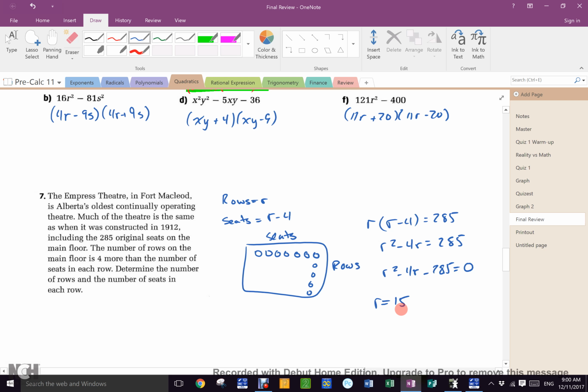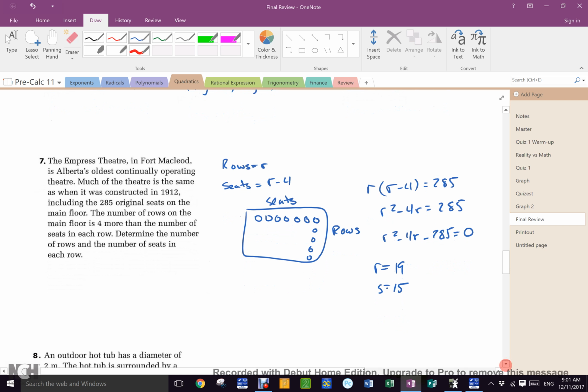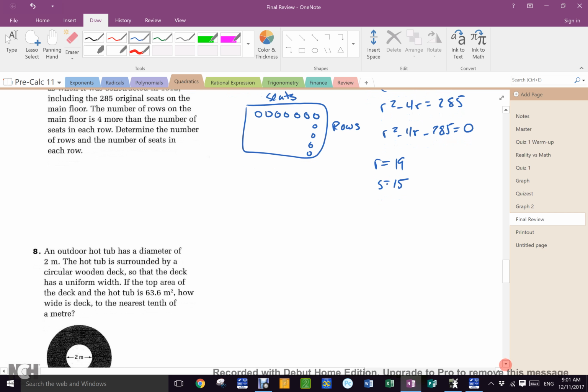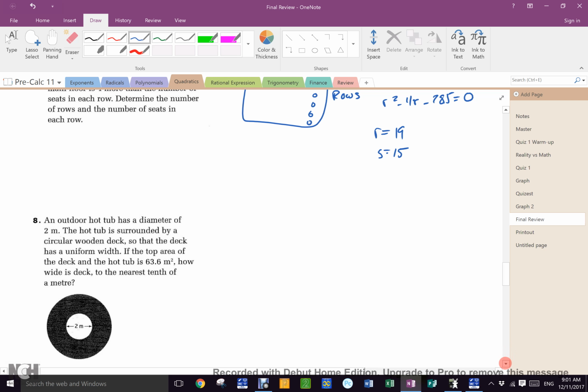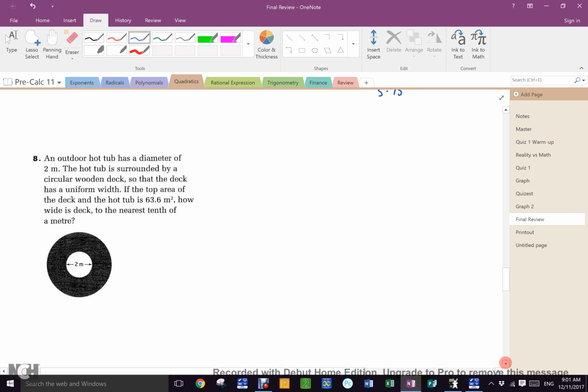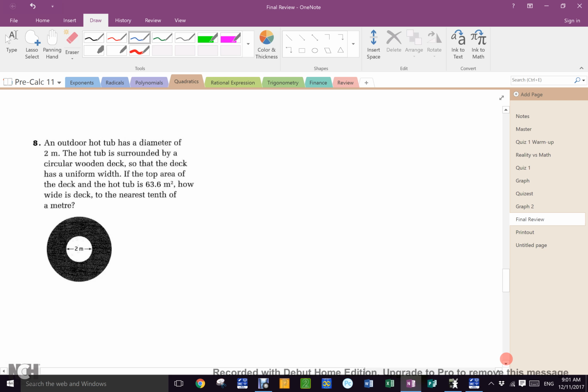R equals rows. You will find that R equals 19 and seats equal 15. Could you do it with seats equals s and then rows equals s plus 4? Yep. It would be the same thing.